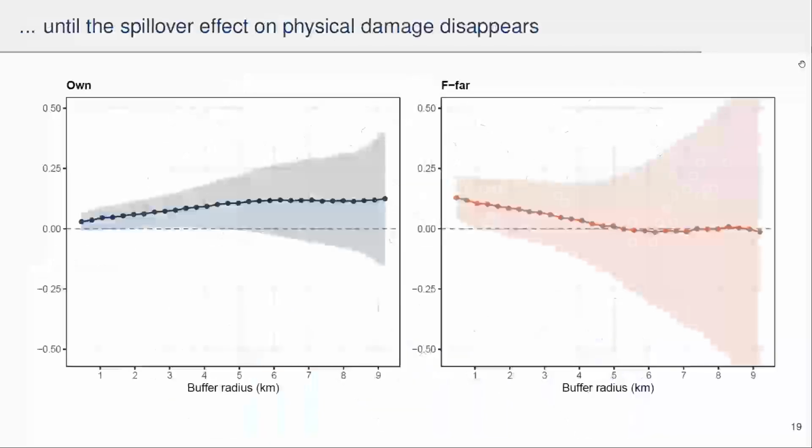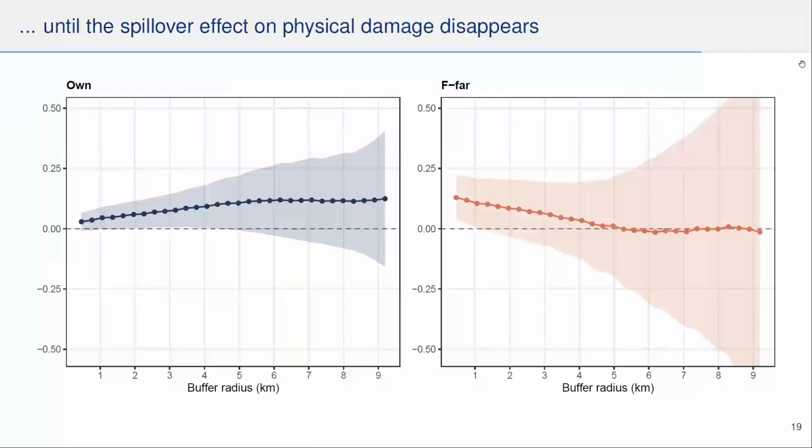Okay? So I've got 45 seconds, 1 minute, perfect. What I'm going to tell you is that if I increase the buffer to about 4 kilometers, I no longer have a spillover effect from flooding. I no longer find that flooding around you predicts physical damage to property. Okay, own flooding still matters, but the spillovers no longer matter.